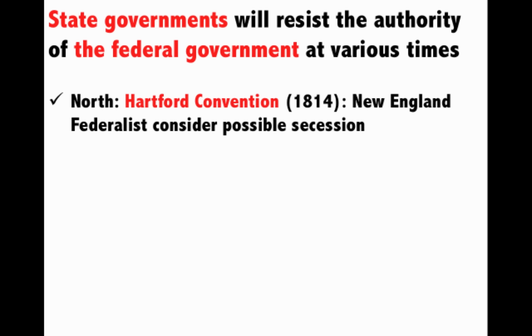And you can see that in two great examples. The North, at the Hartford Convention in 1814, New England Federalists are going to consider possible secession due to their anger and resentment about the War of 1812. However, the war was over by the time their plot comes to the surface and the Federalists fade away.